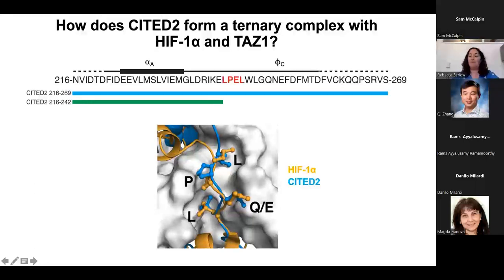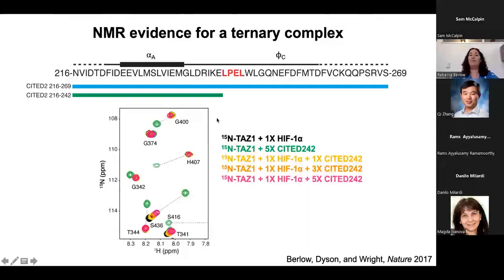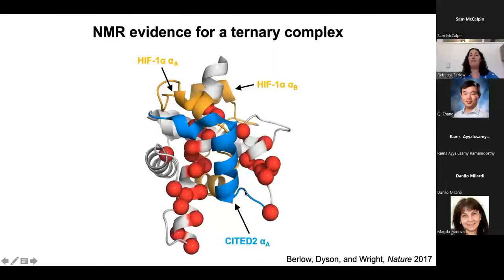And what we were able to observe is that if we did NMR titrations with this truncated peptide, we now saw a very different behavior. And I'll come back to what these titration data actually tell us later in the presentation. But if we were simply to map which residues of TAZ1 were affected by binding of this truncated Cyted2 peptide, what we were able to observe is that all of the residues localized to the region of TAZ1 where Cyted2 alpha A would be expected to bind. And so what this does tell us is that HIF-1 alpha remains in its complex with TAZ1, but it is sensitive to binding of Cyted2, and particularly that N-terminal region, that's perhaps allowing for formation of a ternary complex.